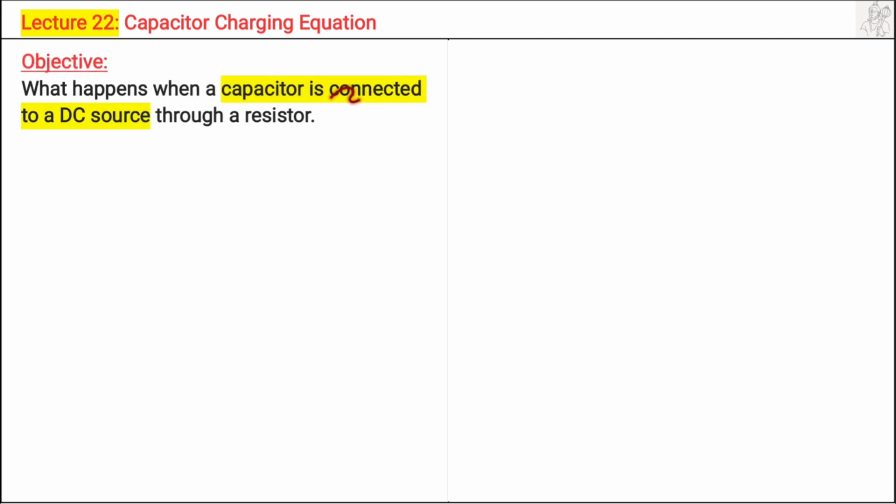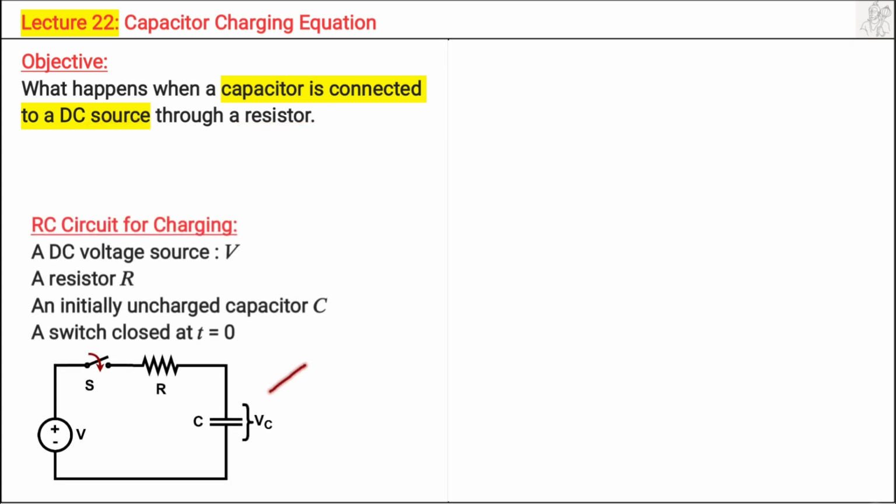Lecture 22, Capacitor Charging Equation. The objective of this lecture is to determine how a capacitor charges when it is connected to a DC source through a resistor. So this is an RC charging circuit.